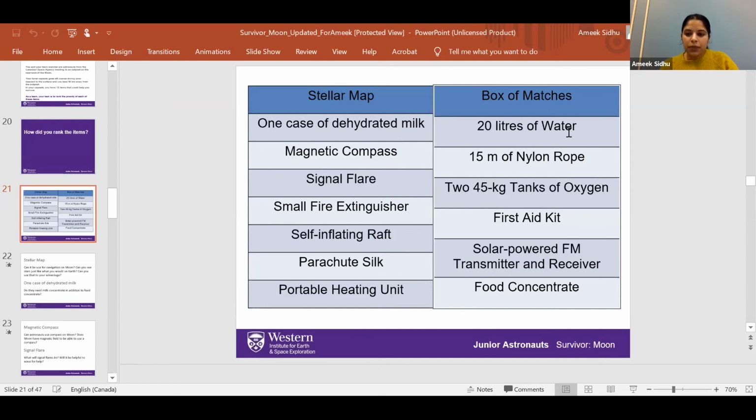Number 7 would be the first aid kit. Again, that's important if somebody gets hurt, because it's a long journey. If somebody gets hurt during that, the first aid kit would be very useful.